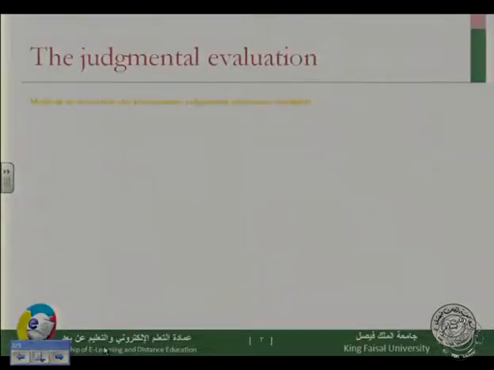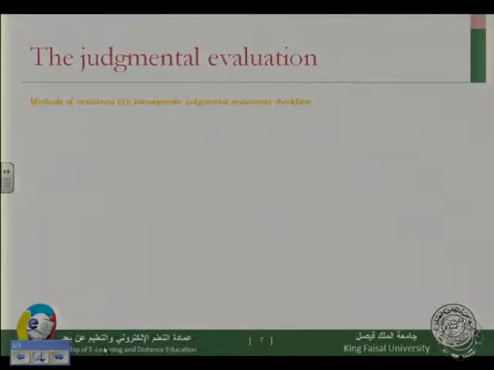Methods of evaluation. We have two methods of evaluation, as I said last time: either judgmental evaluation or empirical evaluation. Judgmental means, let me repeat, that you use your own judgment of the software holistically. That means you give your general impression about the software, you use it or check it for yourself, and then you would say, well, this is good or this is bad.